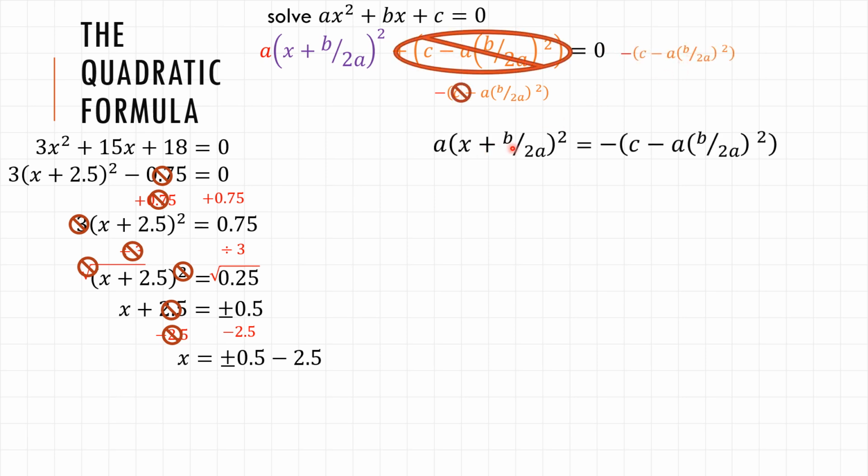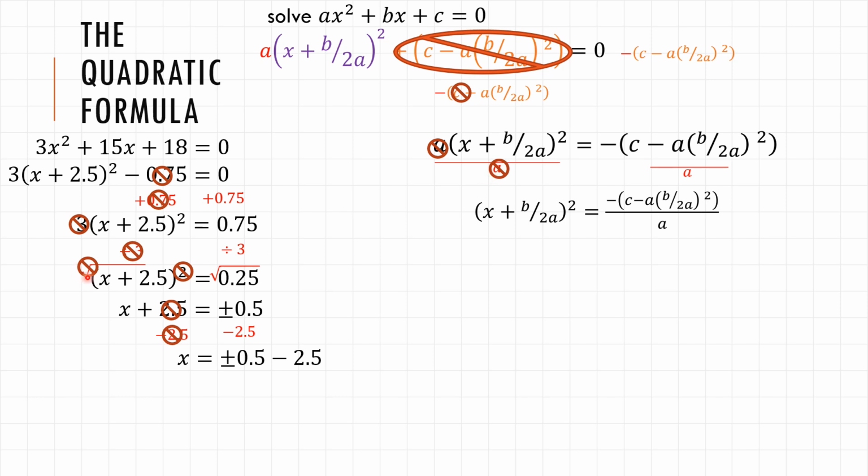And I end up with an expression that looks like this. Don't get intimidated by all the letters and stuff. We know that this is just going to evaluate to be some number, just like it was over here. The next step is I divided both sides by the coefficient here, which was a. So I'll divide both sides by that number, and that'll cancel it out on this side.